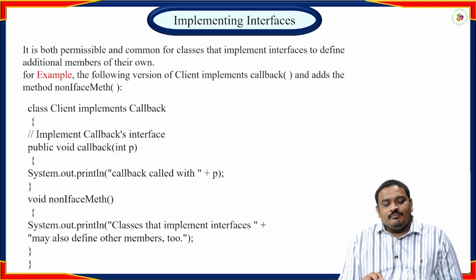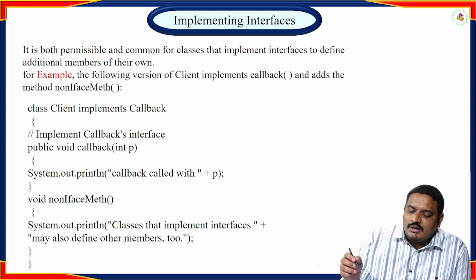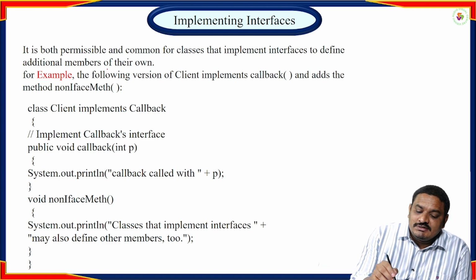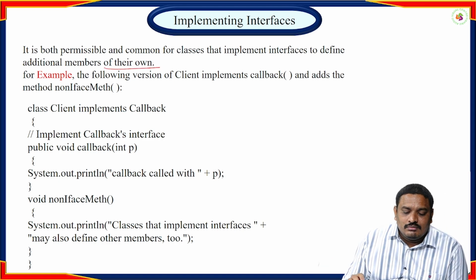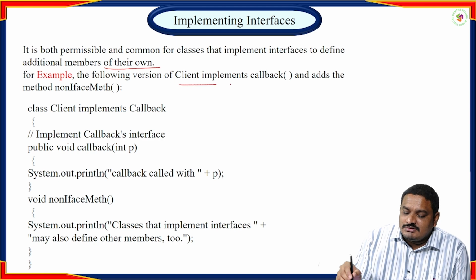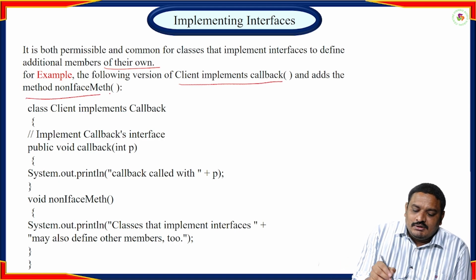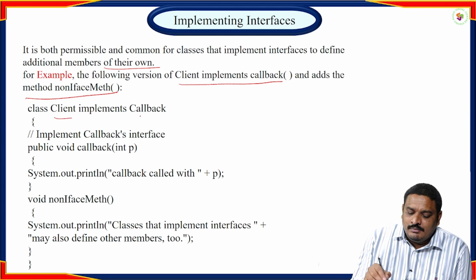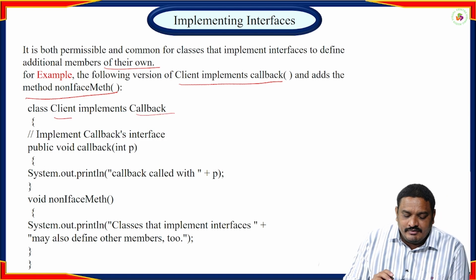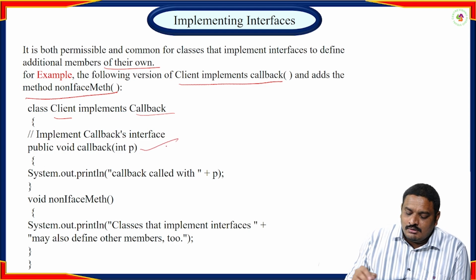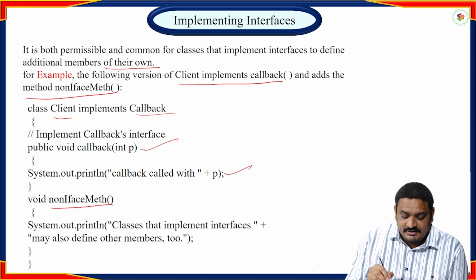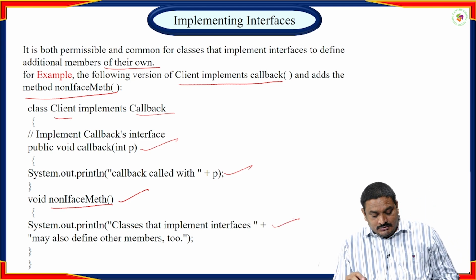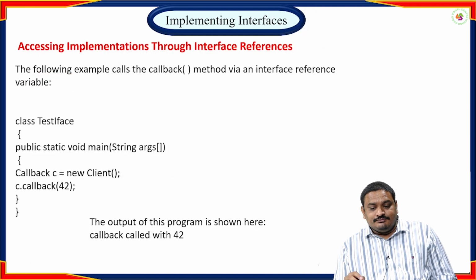Second, it is both permissible and common for classes that implement interfaces to define additional members of their own. For example, see this version. This implements Callback and adds a non-interface method. Now the class implements the interface and we are implementing one callback method. This statement will be printed. This is another method, not from the interface. This statement will be printed. That is implementing the interfaces.